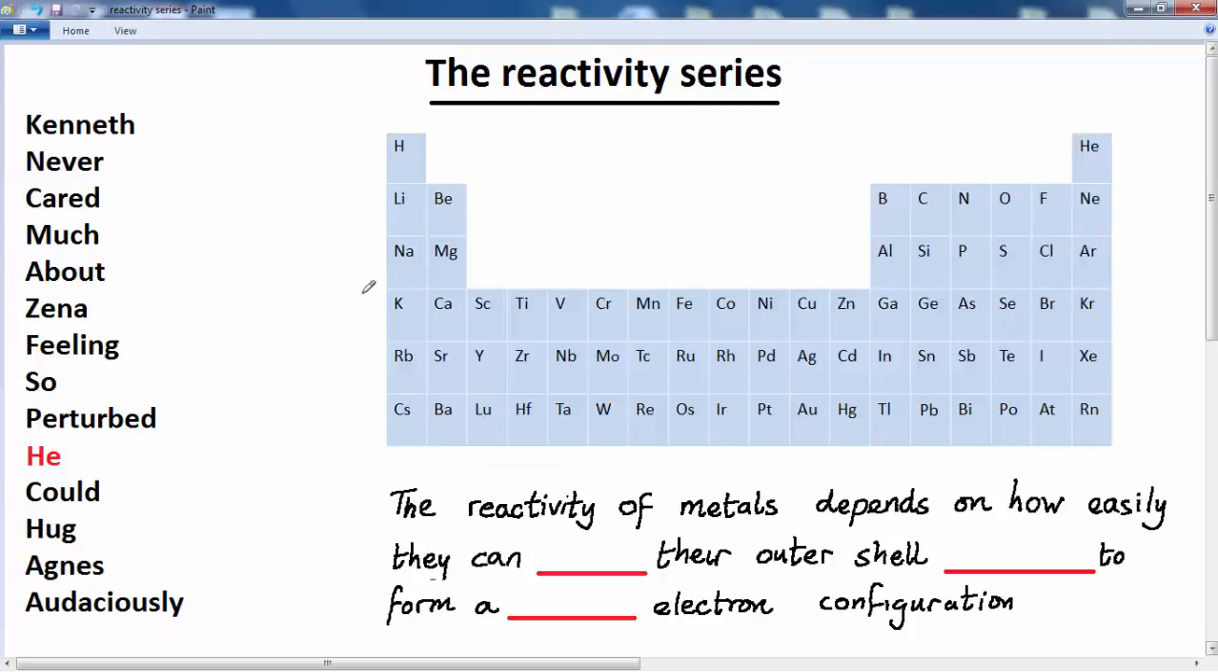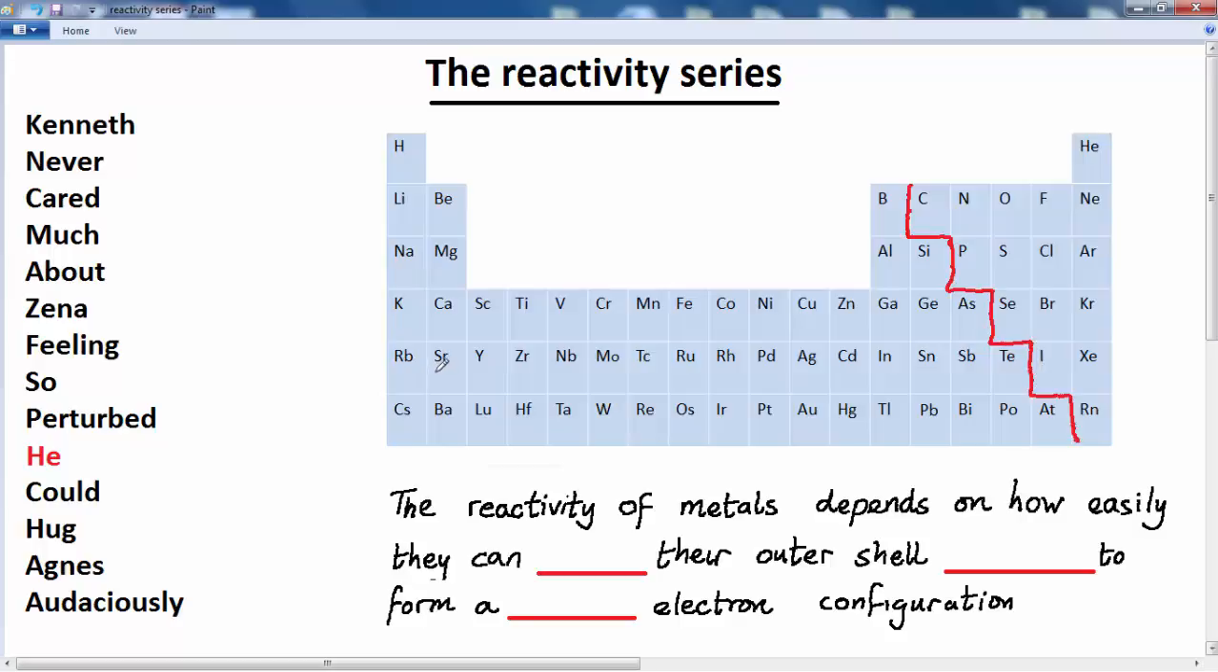In this lesson, we're going to look at the reactivity series of the metals. First of all, let's have a look at the periodic table and remind ourselves which elements are metals and which are non-metals. So we have a staircase coming down here, starting between boron and carbon, right? And roughly the separation between the metals and non-metals follows this boundary.